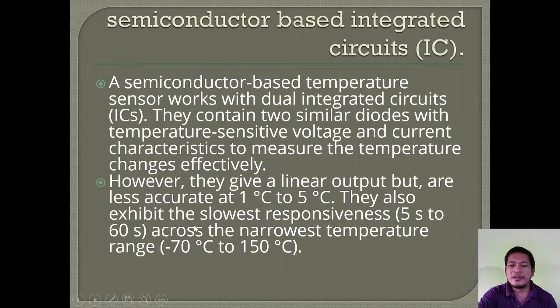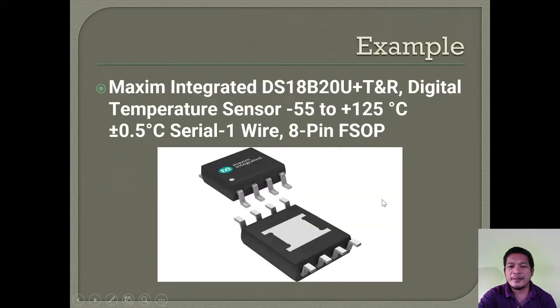They also exhibit the slowest responsiveness, from 5 seconds to 60 seconds, across the narrowest temperature range, negative 70 degrees Celsius to 150 degrees Celsius, which is what they can measure. That is for semiconductor based integrated circuits.